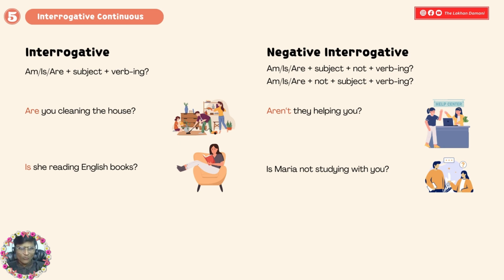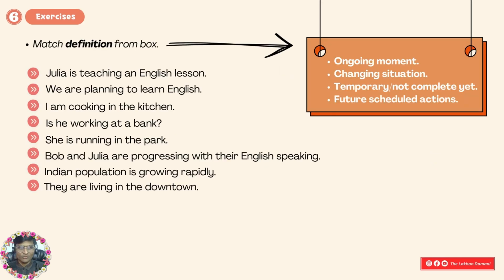So now we have to continue to the next page, number 6. Here is the exercise. You are going to match the definition from the box: ongoing activity, changing situations, temporary or not finished yet, and future scheduled actions. There are some sentences. If you take a look at them, Julia is teaching an English lesson. We are planning to learn English. I'm cooking in the kitchen.